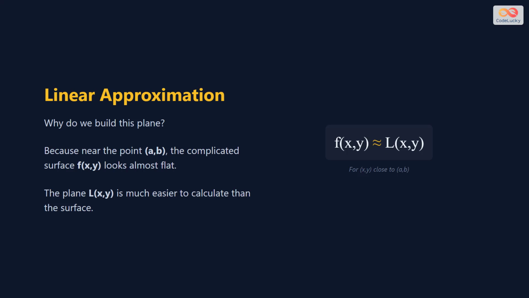Why do we do this? Because near our starting point, the complex curved surface behaves almost exactly like this flat plane. We call this the linear approximation. It allows us to estimate difficult function values using simple arithmetic.